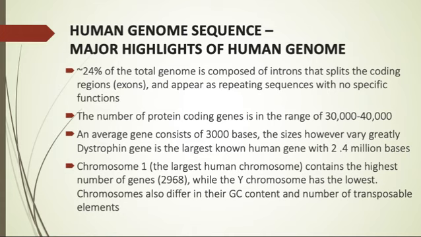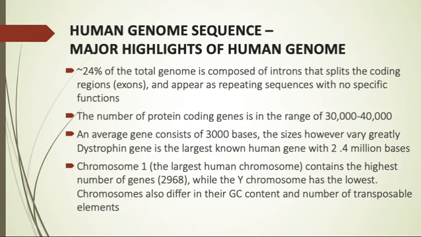So the number of protein coding genes is in the range of 30,000 to 40,000. An average gene consists of 3,000 bases. The size, however, varies greatly. That is, the dystrophin gene is the largest known human gene with 2.4 million bases.